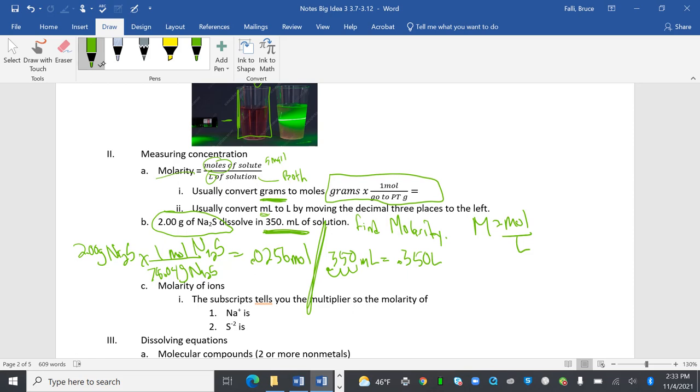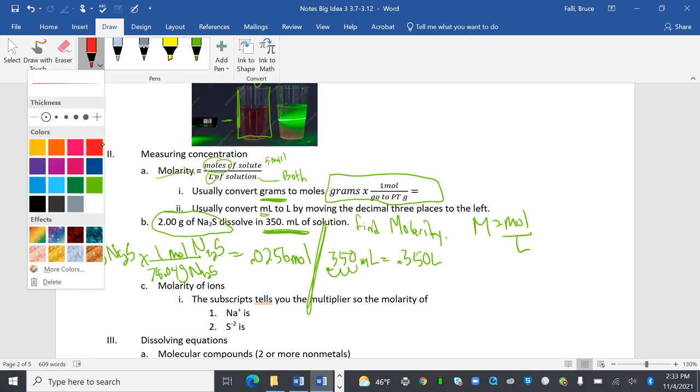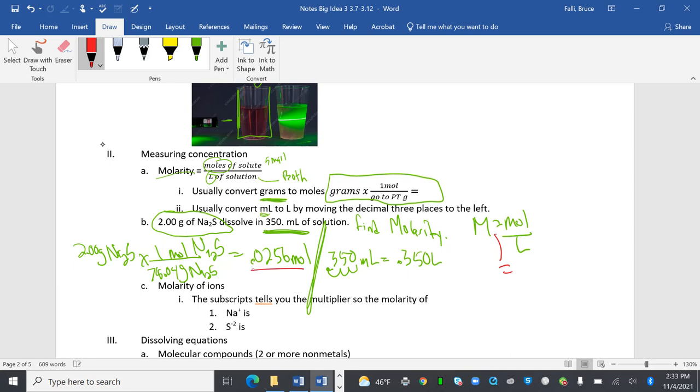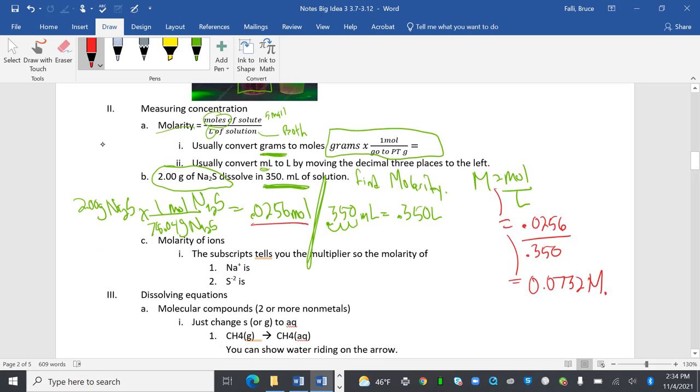So now I'm finally going to get to use this equation right here. I have moles, 0.0256, over liters, 0.350, and I'll get an answer of 0.0732. And the units for molarity is molar. It's molar like a tooth. Okay. So that's 0.0732 molar of Na2S.